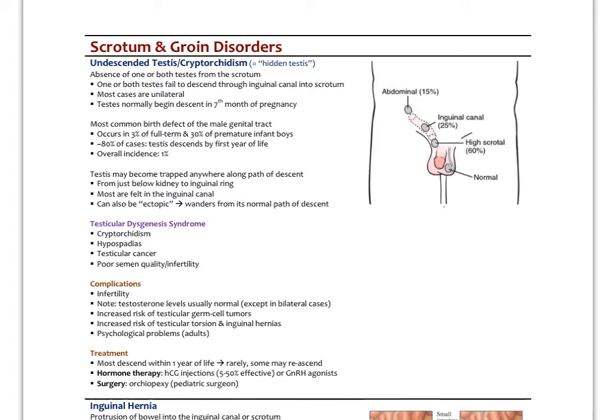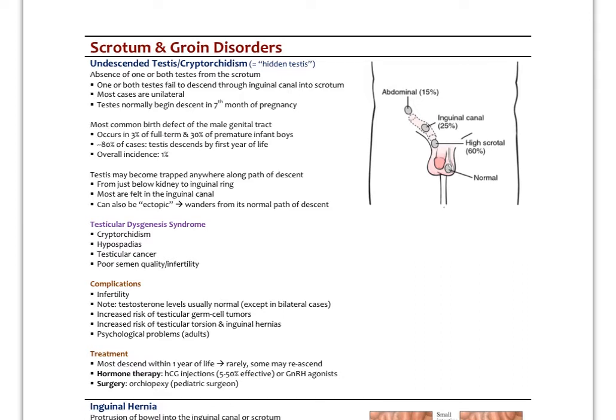They're most often felt in the inguinal canal, so that would be a high scrotal or inguinal testis. They can also be ectopic, where they wander from the normal path of descent, and that would need to be detected via ultrasound. There's something known as testicular dysgenesis syndrome, involving cryptorchidism with hypospadias, which is an abnormal urethral opening, we'll talk about that in a moment, testicular cancer, and poor semen quality. So that's testicular dysgenesis syndrome.